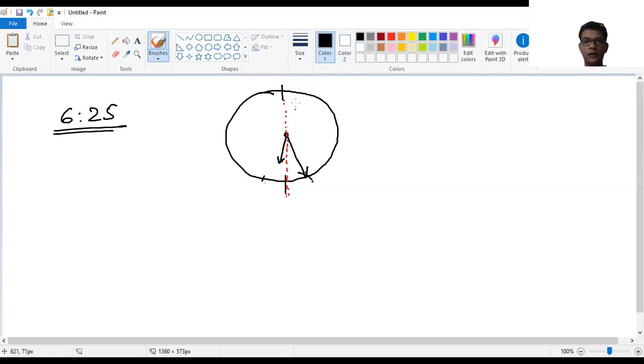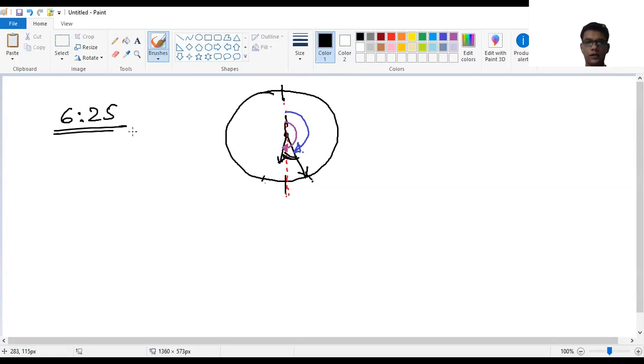So now, what am I in search of? What am I searching here? First, I'm searching for the angle made with this vertical line by the minute hand. Then I'm searching for the angle made by the hour hand with respect to the vertical line. And finally, I will try to figure out the difference between the two hands. I hope you're all clear with the picture that you have seen.